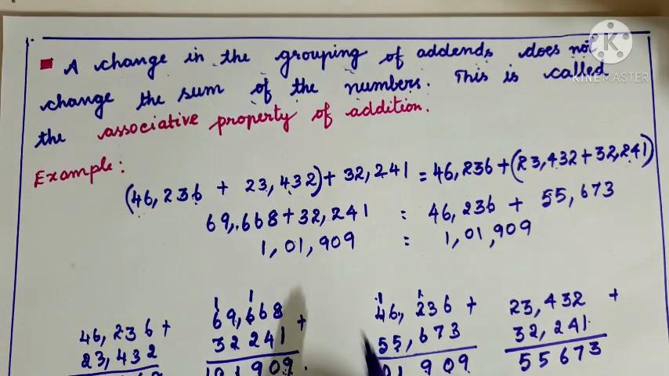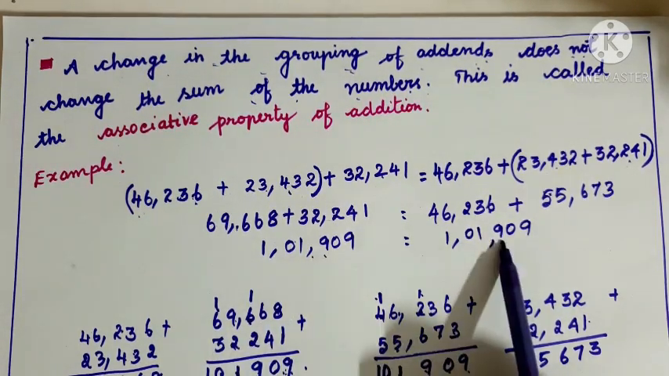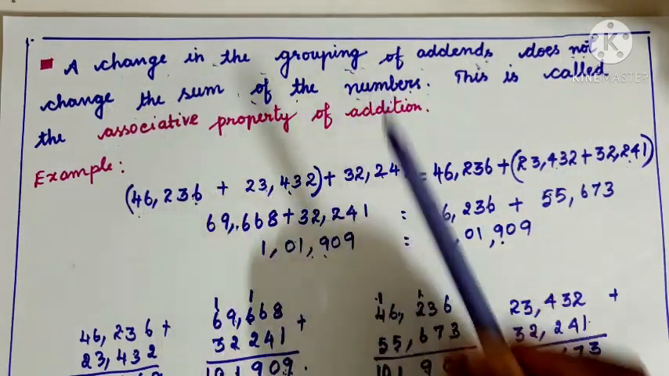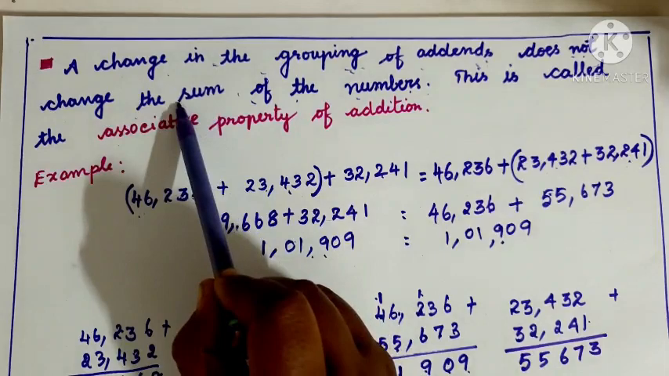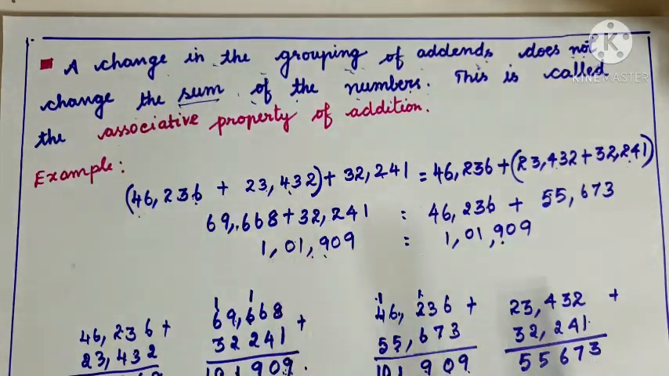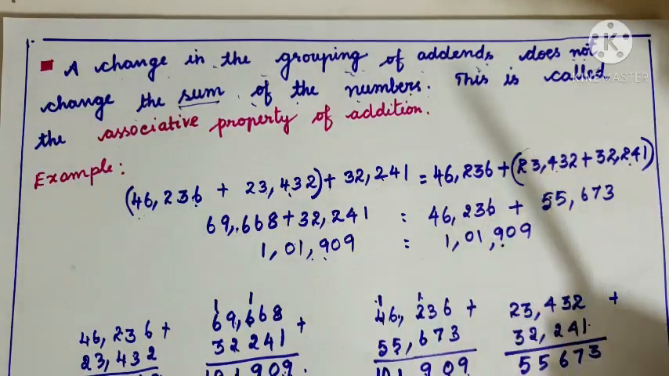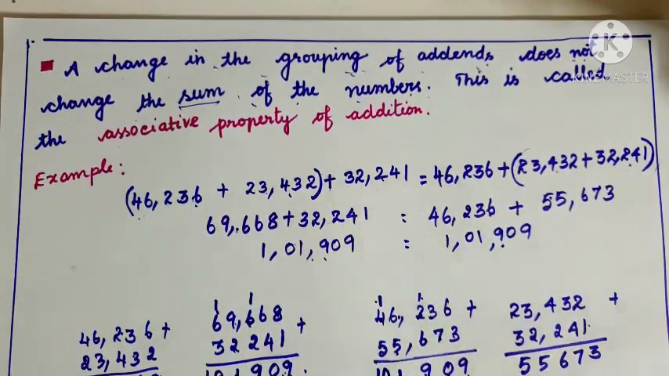Yes. So now can you see? Both are equal. So a change in the grouping of addends does not change the sum of the numbers. When you add, there will be no changes. The grouping is changed also, but there will be no change in the sum of the numbers. Yes, I hope you can understand this.